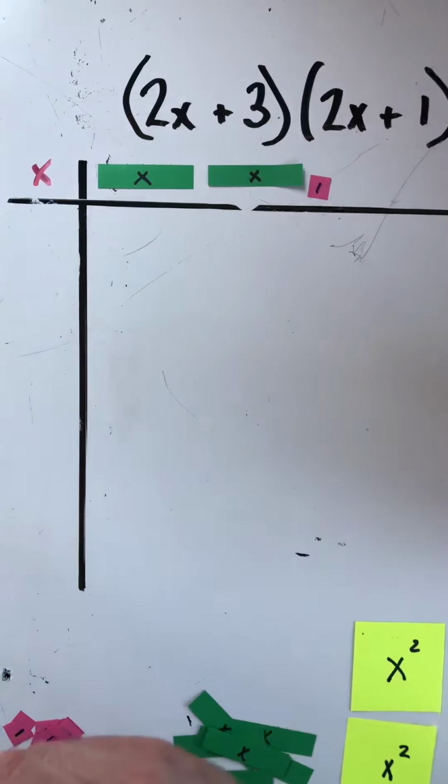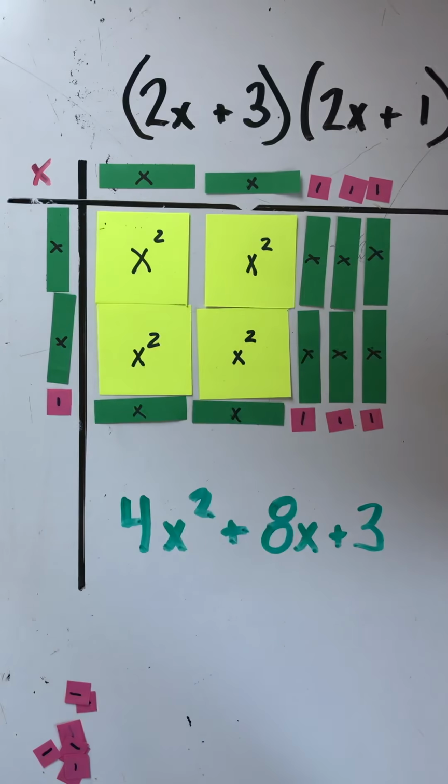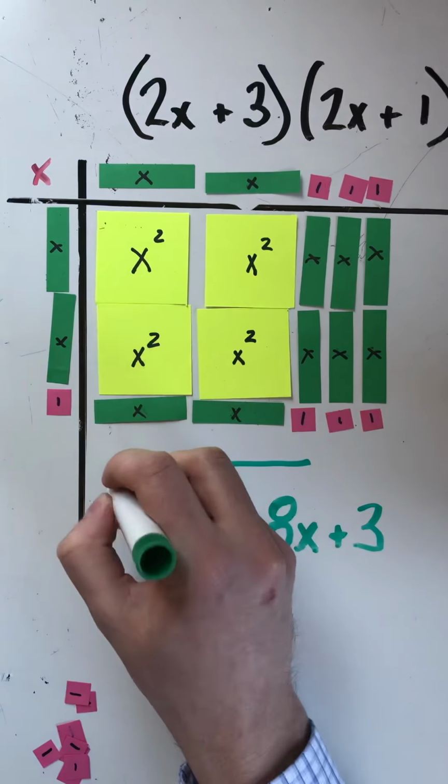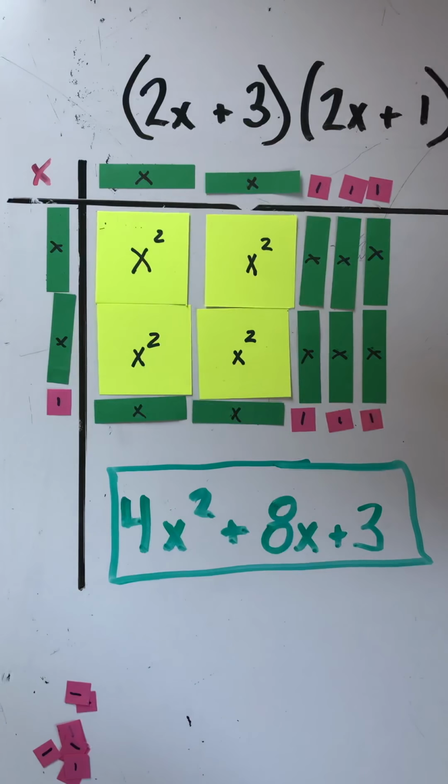Now I've completed my product and it's time for me to count. I have 4x squareds. I have 1, 2, 3, 4, 5, 6, 7, 8 x's. And I have 3 constants. This is the answer to the multiplication of this expression, 2x plus 3 multiplied by 2x plus 1.